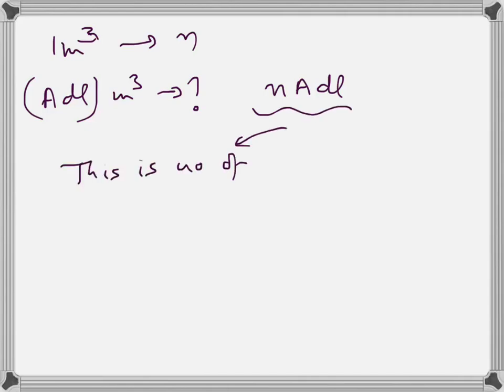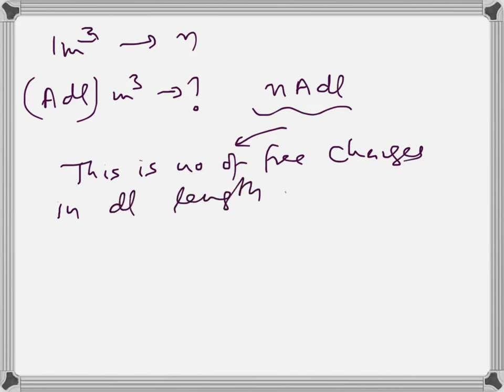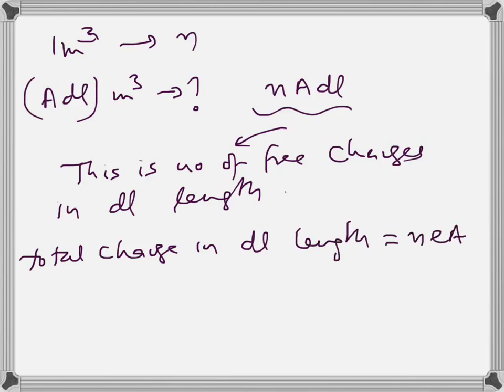This is the number of free charges. You can say either electrons or even positive charges. If it is an electron, the charge is minus 1.6 into 10 power minus 19 coulombs. If you assume it's a positive charge, it will be plus 1.6 into 10 power minus 19 coulombs. So the total charge in dl length will be neA dl. What is e here? 1.6 into 10 power minus 19.